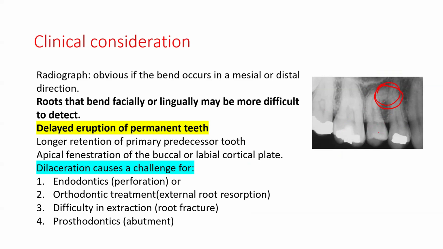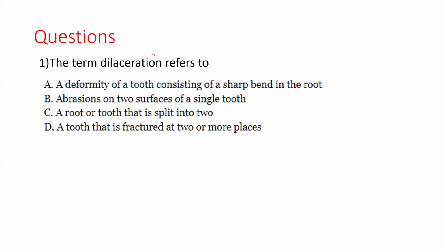Coming to final review questions, the term dilaceration refers to which of the following? So as we have learned, it is a deformity of a tooth consisting of a sharp bend in the root.